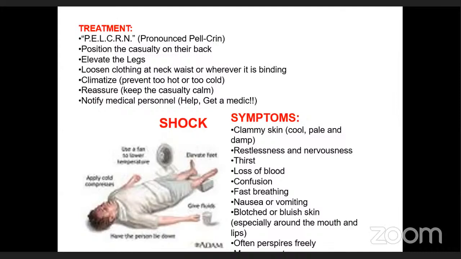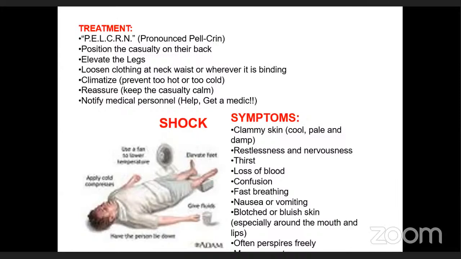After the person has been positioned on their back, the airways will be open, then elevate the legs. Then loosen any clothing at the neck, the waist, or the wrist. A belt should be loosened, whether it is binding, a skirt, or any lapel that is tied. Such things need to be loosened.